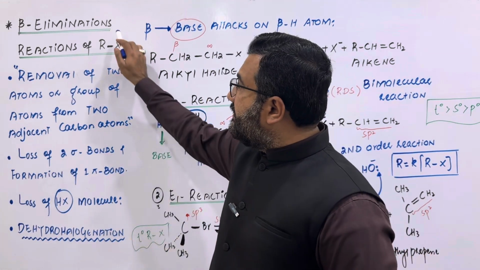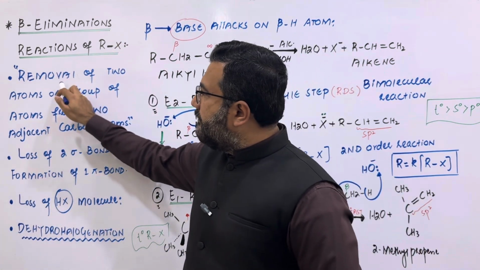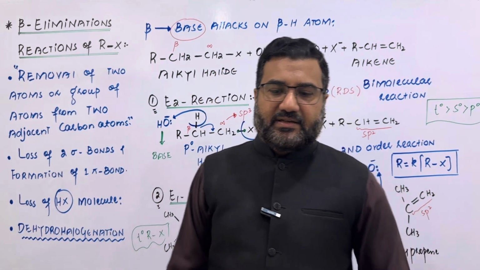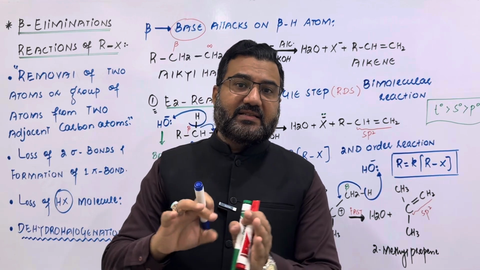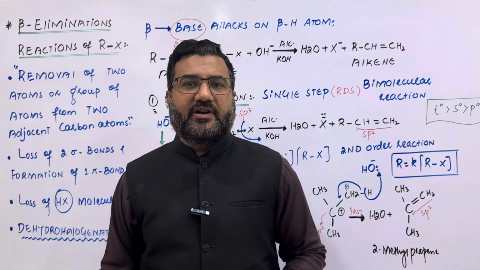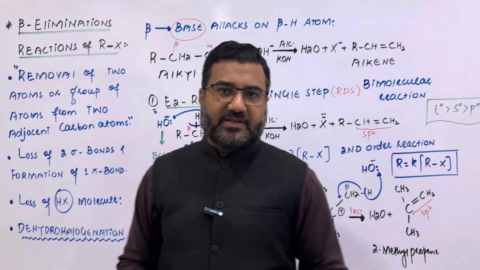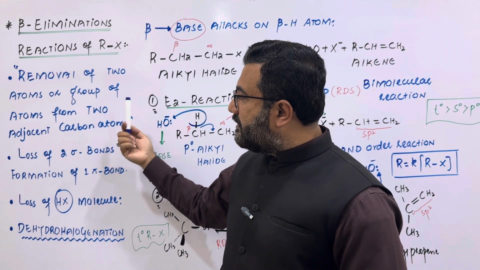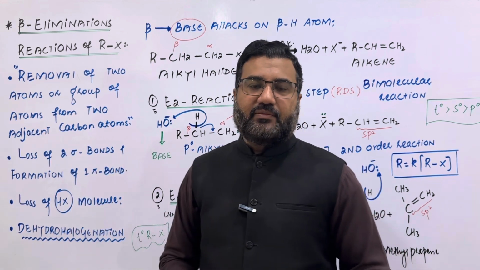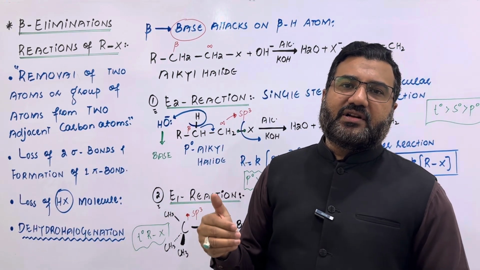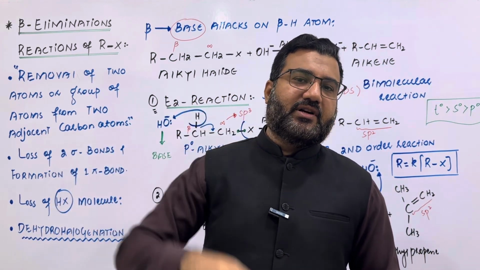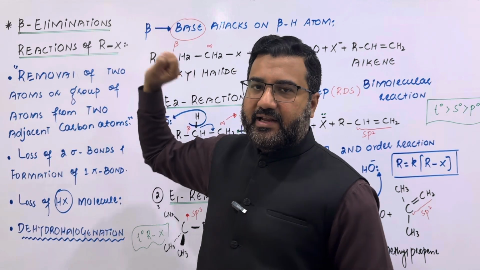Now, elimination reactions are the reactions in which there is removal of two atoms or groups of atoms from two adjacent carbons. Elimination itself means removal. As a result of the removal of these atoms or groups of atoms, there will be loss of two sigma bonds and formation of one pi bond. The loss of sigma bonds and formation of a pi bond shows that the saturated molecule will be converted to an unsaturated molecule during the elimination reactions.